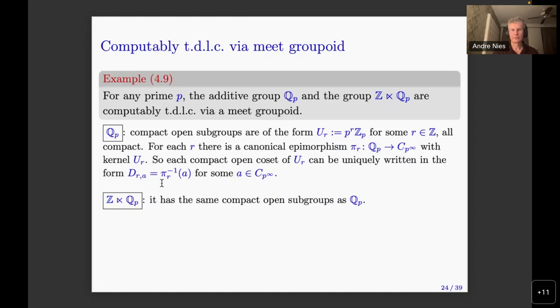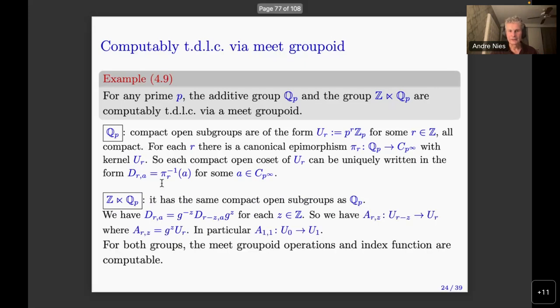And for Z split extent Q_p, you add more cosets corresponding to the automorphism that's now given by conjugation. So you get these r plus Z, which are cosets of U_r. Okay. So it's checked in the paper that all this is computable. So this shows, for instance, the split extension is computable via meet group point. Okay, don't try to read this, that's a bit of notation.